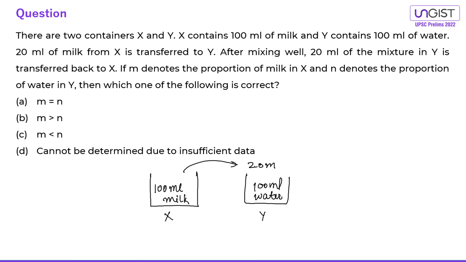If M denotes the proportion of milk in X and N denotes the proportion of water in Y, then which of the following is correct? See everyone, after this operation, the proportion of milk in X will be the same as the proportion of water in Y. So here M is equal to N. I repeat, after the operation given in the question, the milk in X will be the same as the water in Y. So here M is equal to N, right? Now let's move to the next question.